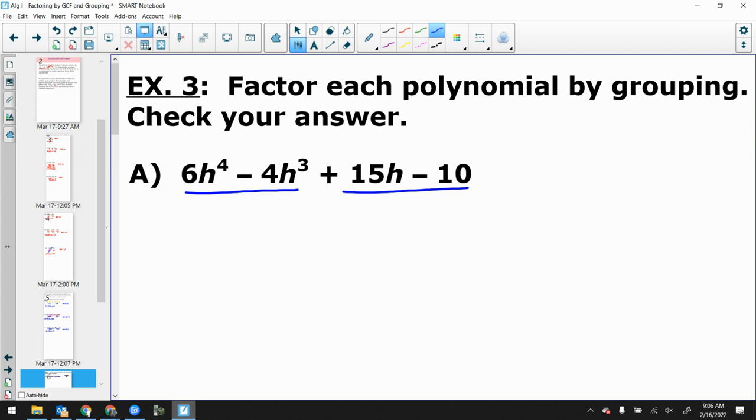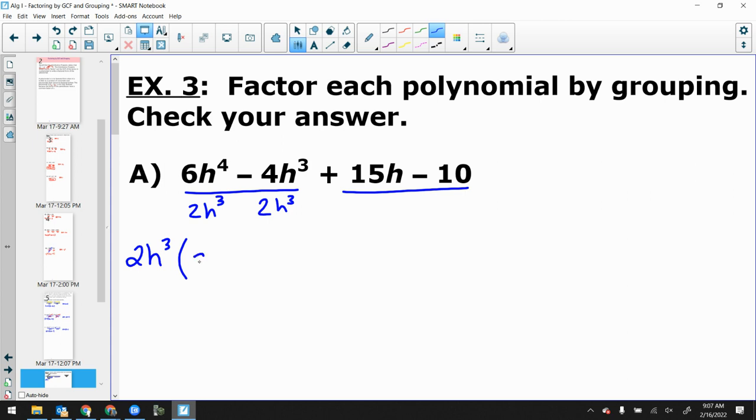All right, in our first chunk, what's our GCF out of our first chunk of 2 terms? Just in that little piece, not out of the whole thing. 2h. What's my smaller power? 2h to the third, right? So my GCF is 2h to the third. Again, you go with the smallest power of that variable. Which is the smaller power? H to the third. And they're both divisible by 2. All right, so let's factor it out of just those first 2 terms. Again, I'm ignoring the 15h minus 10. You'll see why here in a second.